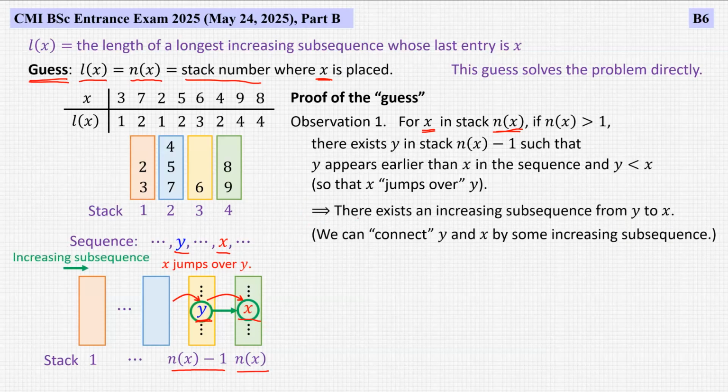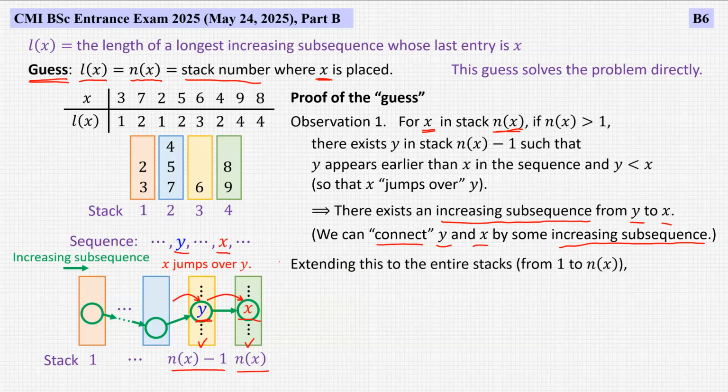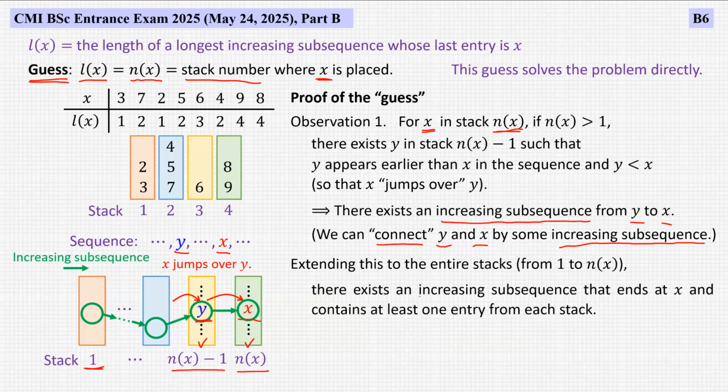This means that there exists an increasing subsequence from y to x. That is, we can sort of connect y and x, and thereby stacks n of x minus 1 and n of x by some increasing subsequence. We can continue on with this process inductively, meaning that this knowledge can be extended to the entirety of stacks, all the way back to stack number 1. Therefore, we can say that there exists an increasing subsequence that ends at x and contains at least one entry from each stack.